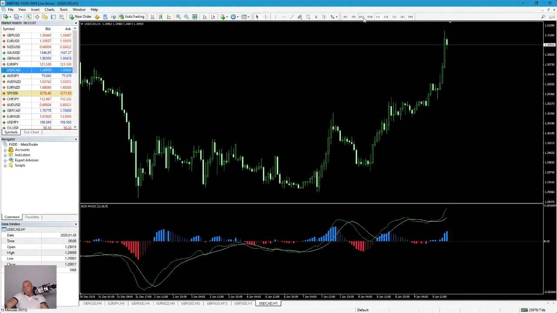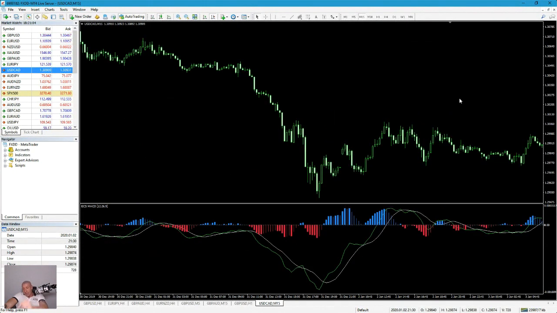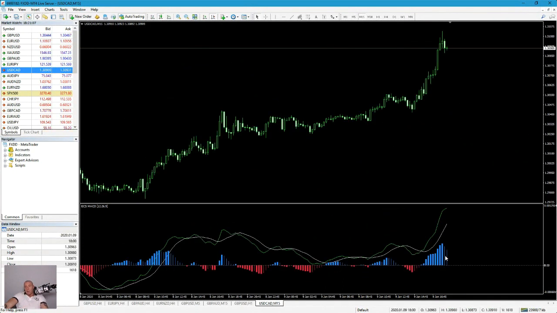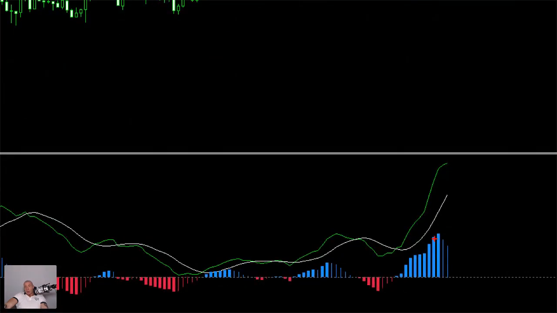Let's drop down to 15 minutes. We go lower, we drill down. We have loss of momentum, guys. See this, both lines are above zero line, but we see thinning histogram. So this is a loss of momentum.